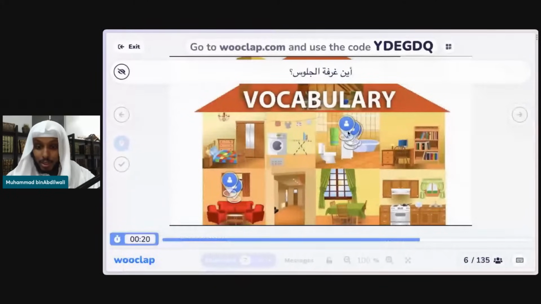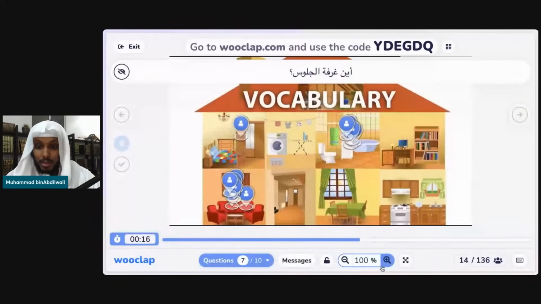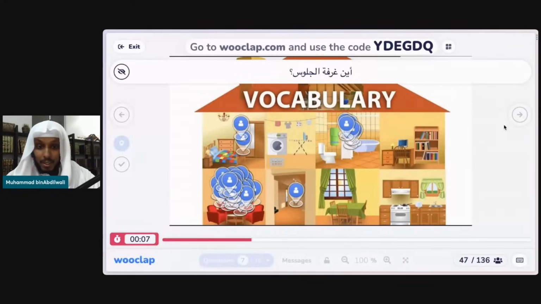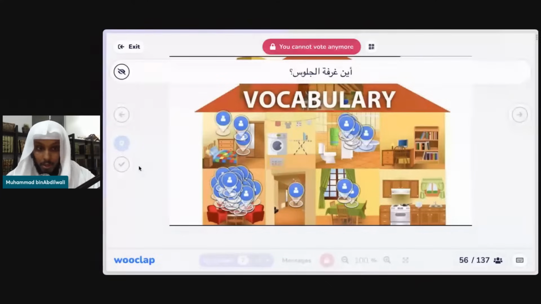Okay, it seems like you guys are not in agreement. أين غرفة الجلوس? Okay. Okay, so the correct answer is here. This is غرفة الجلوس. That's غرفة الجلوس. Okay. This is غرفة الجلوس. Not the other rooms. Okay.